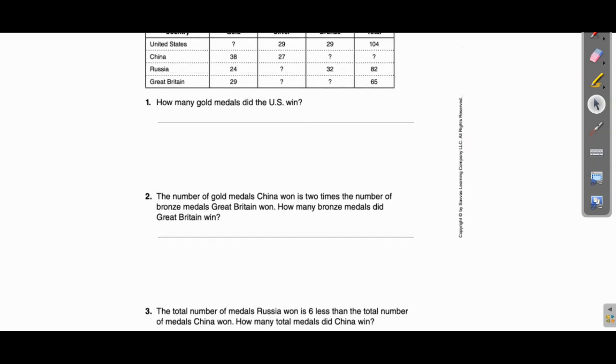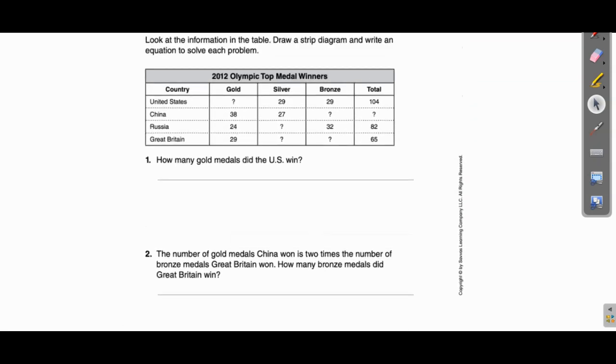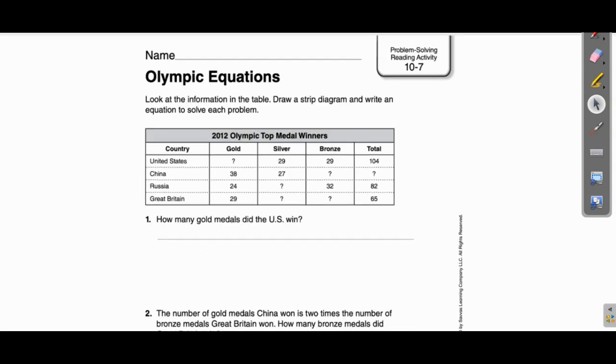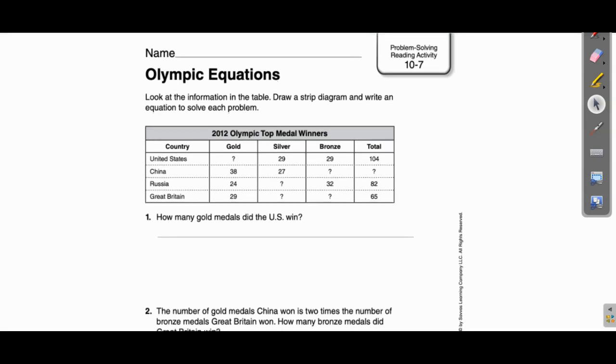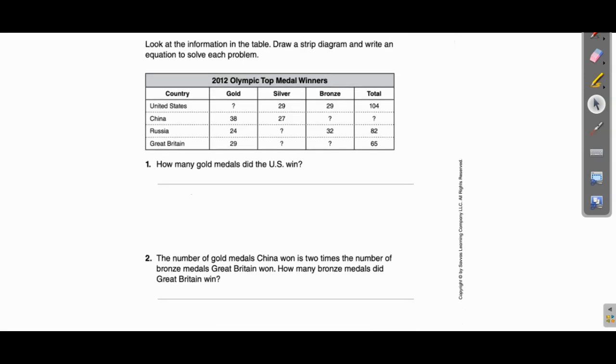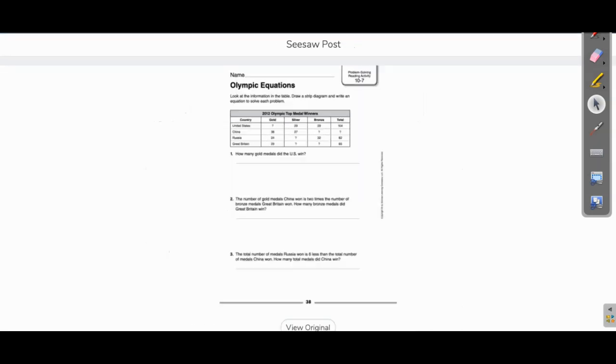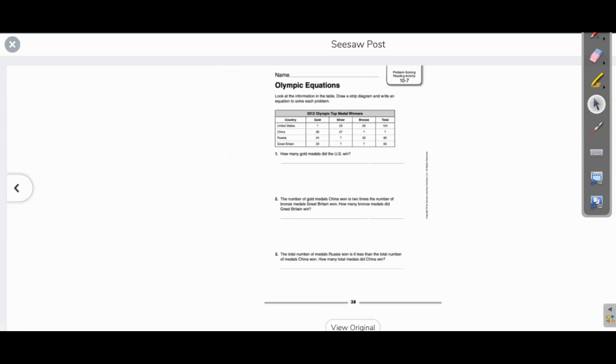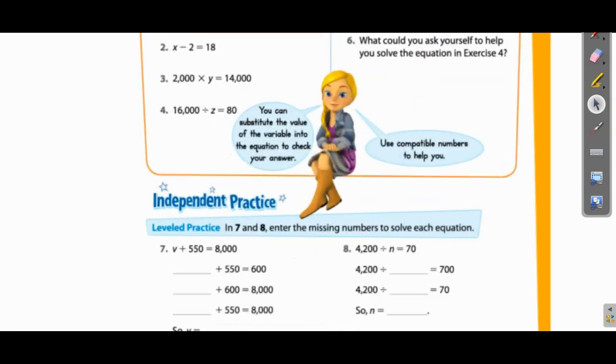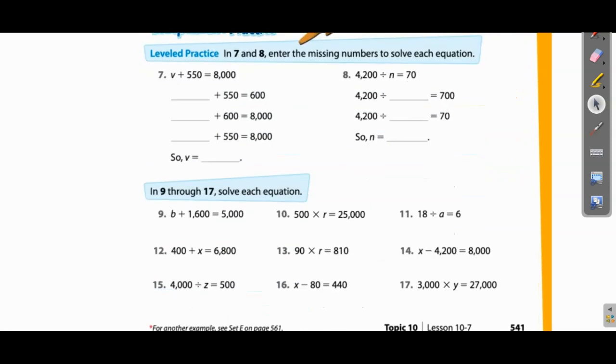If it's easier for you to show your work on a notebook paper, just take a picture of it. Be sure I can see your work on the paper and you can send it to me. That'll work also. Or on Seesaw, if you're going to type in your answer, you can type in your answer here. Just let me know how you're going to go about doing this. So that's going to be your math questions for today. This is the second page, and then this would be the first page. Again, on the first page, just do 7 through 17.